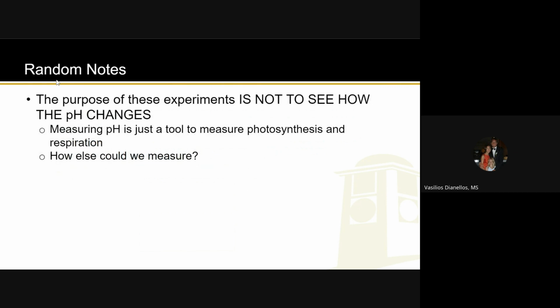So there are some things to consider, some random notes. And this is a test. This is a question on the pre-lab, so here you go, I'm giving you the answer. The purpose of these experiments is not to see how the pH changes, right? That's not the purpose. Yes, we are measuring the pH. We do want to see how the pH changes, but that's just a tool. It's just a tool to measure the rate of photosynthesis and respiration. I want to be very clear on that. This experiment is not about pH. pH is simply a measurement tool, right?